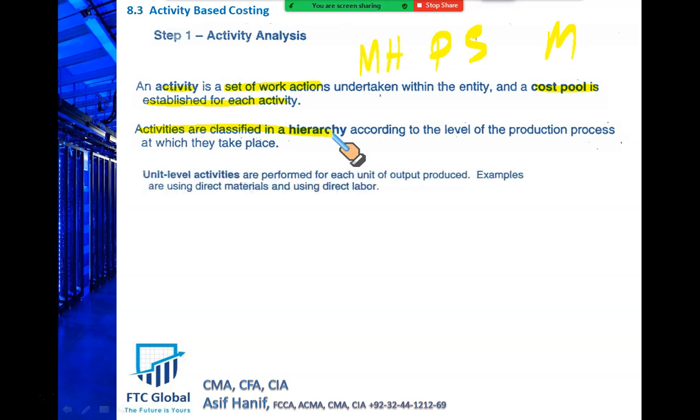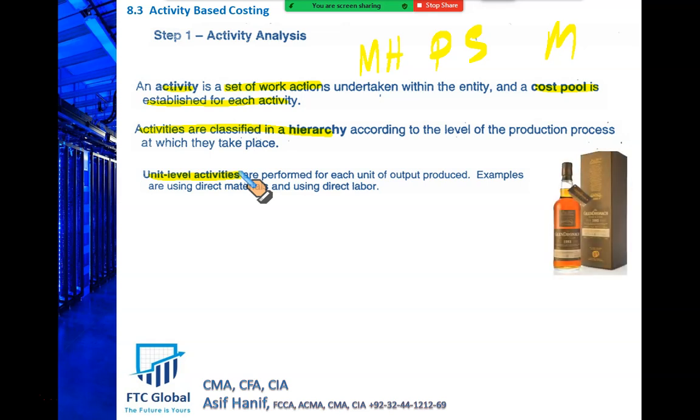First are called the unit level activities. Be very careful while I'm discussing these. It's a very fine point. Unit level activities are those activities which are performed on each single unit. If you can trace any activity that is performed directly on this bottle of wine, what we can trace directly is basically direct labor and direct material. So activities performed on a single product can be identified for a single product. These are called the unit level activities.